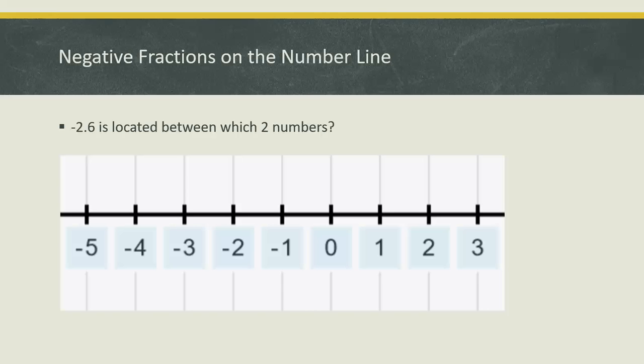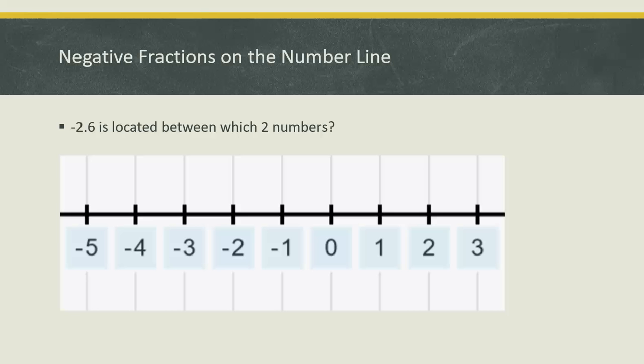Let's look at one more type of problem with negative numbers on the number line. So far, we've been dealing with whole numbers, -1, -2, -3, but we could also have decimals or fractions on the number line. Our job is to estimate where -2.6 is located.